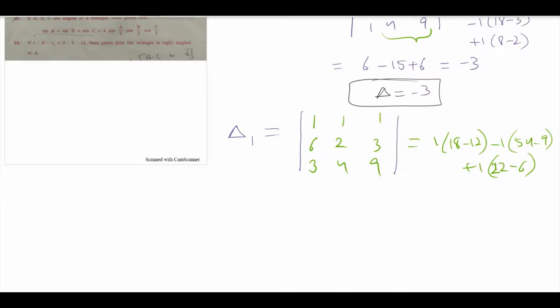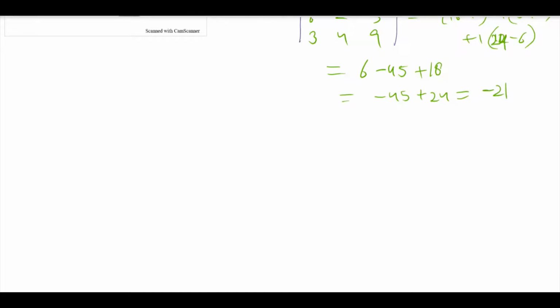This is 24 minus 6. 6 into 4 is 24. That equals 6 minus, this is 54 minus 9, which is 45, plus 24 minus 6 is 18. So minus 45 plus 24 equals minus 21. So delta 1 equals minus 21. That implies the value of x equals delta 1 by delta, which is minus 21 by minus 3. That equals 7.